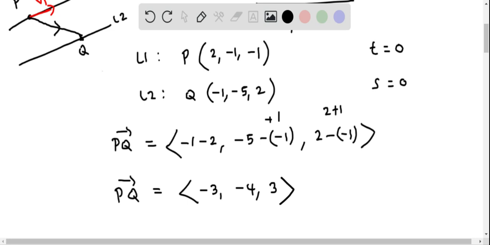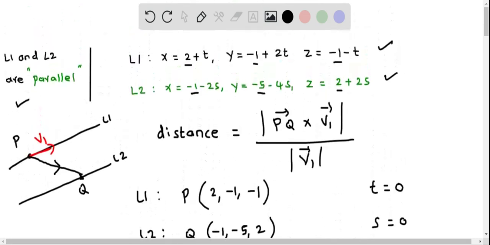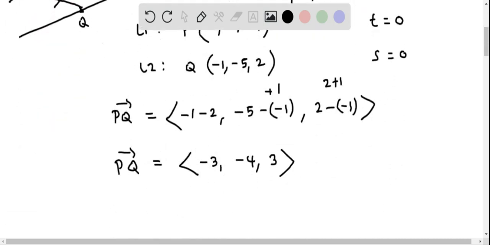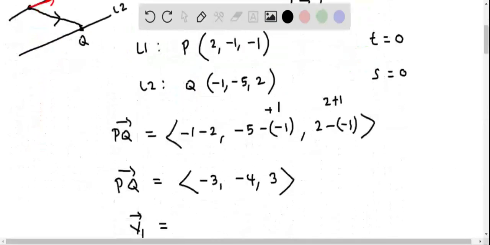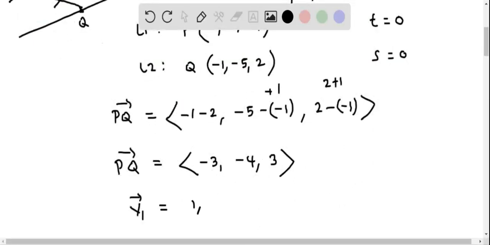Now we will determine the direction vector v1 from line 1. Remember that the direction numbers are given by the coefficients of the parameters. That is, the coefficient of t is 1 for x, and the coefficient of t for y is 2. And similarly, the coefficient of t for z is -1. So we can utilize that as a direction vector. I'm going to write down this v1 vector equals <1, 2, -1>.